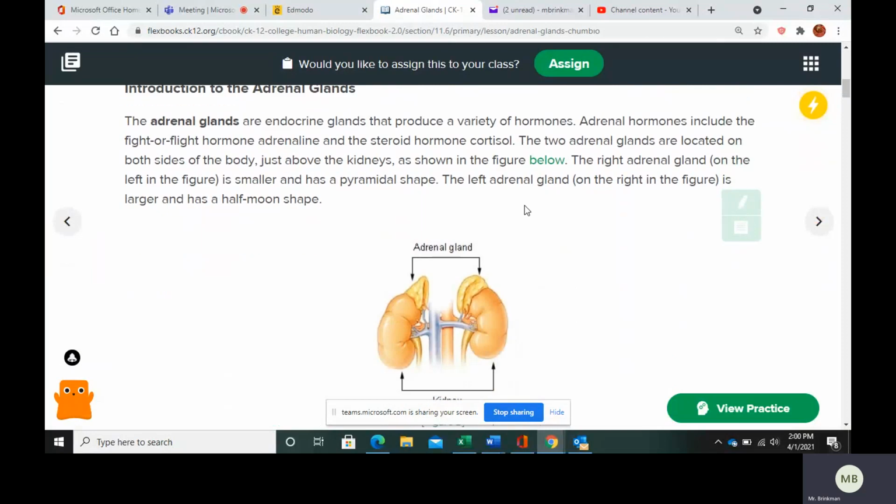So adrenal glands are endocrine glands that produce a variety of hormones. Some of these hormones are adrenaline and cortisol. They're located on both sides of the body, just above the kidneys, like in this picture. The right adrenal gland is on the left in the figure. The right adrenal gland is going to be smaller than the left adrenal gland.